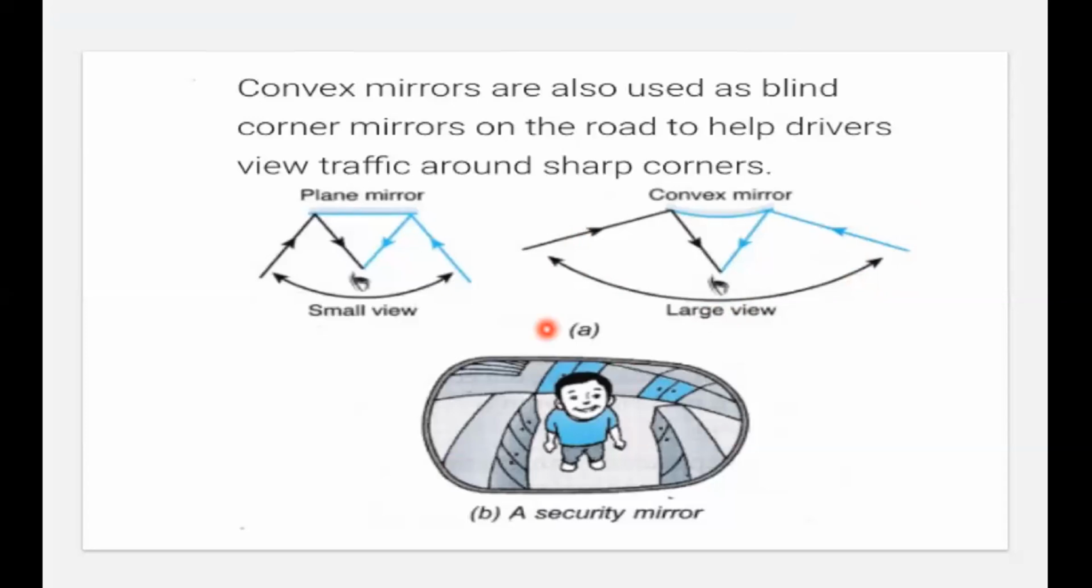One use of convex mirrors is in security cameras. Why? Because you can see the person and you can also see the field of view around the person.